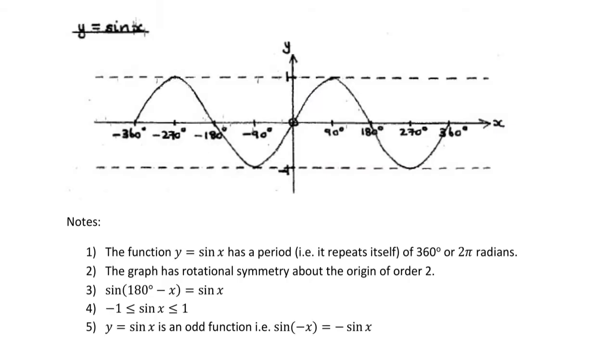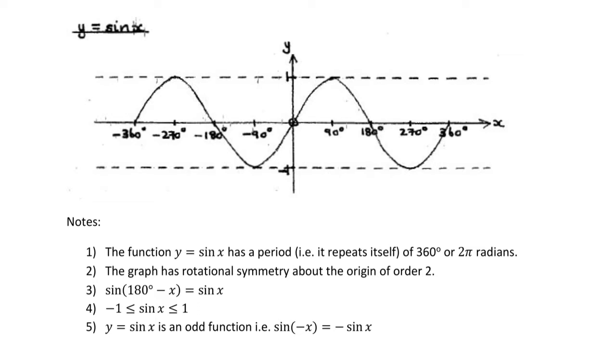So just a quick discussion about the sine graph. This is for a sine graph in degrees rather than in radians, but the same applies. It would just obviously be different in terms of the period. So the period is the length of time that it takes to repeat itself, and it will repeat itself every 360 degrees or every 2 pi radians.